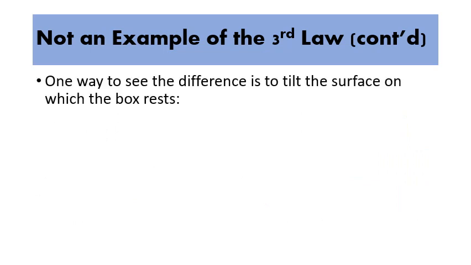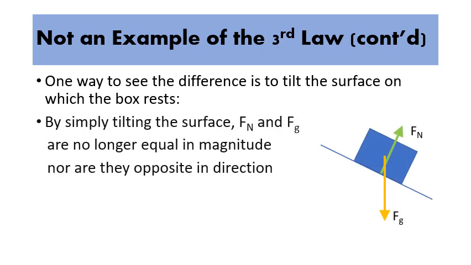One way to see the difference more clearly is to tilt the surface on which the box rests. By simply tilting the surface, Fn and Fg are no longer equal in magnitude, nor are they opposite in direction, which they need to be under Newton's third law.